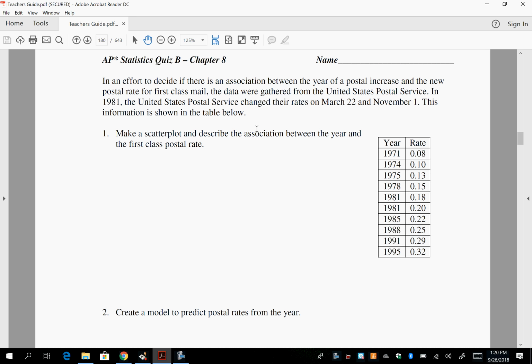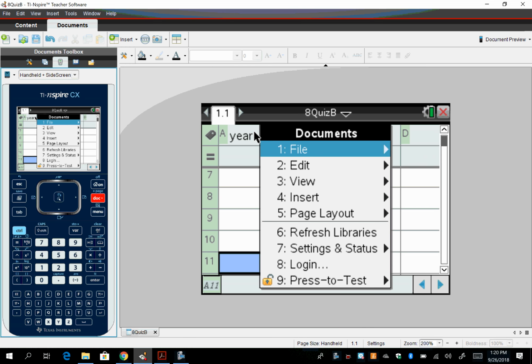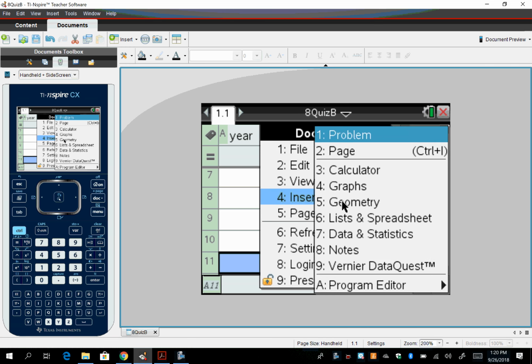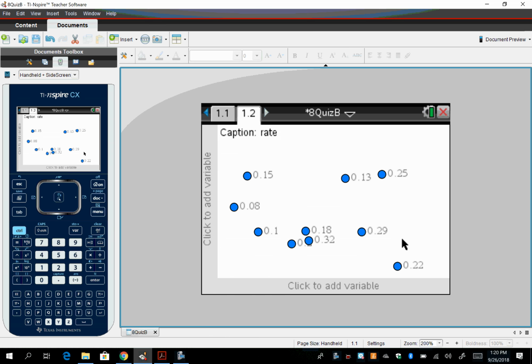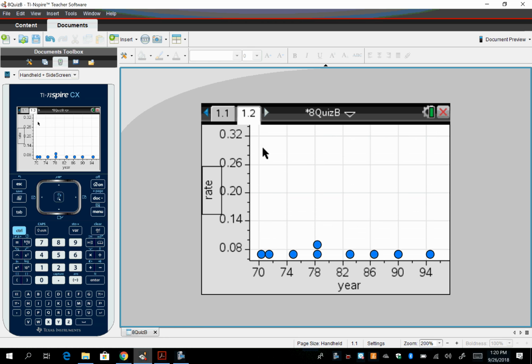A scatter plot. So we have all our data. Doc, insert, data and statistics, number 7. Do you think that the year explains the postage rate, or the rate explains the postage? Or the rate explains the year? Okay, so we have year on the X, and on the Y we have the postage rate.